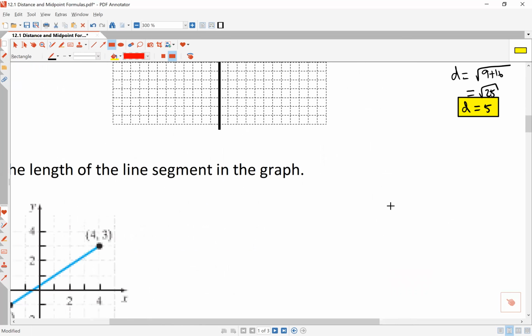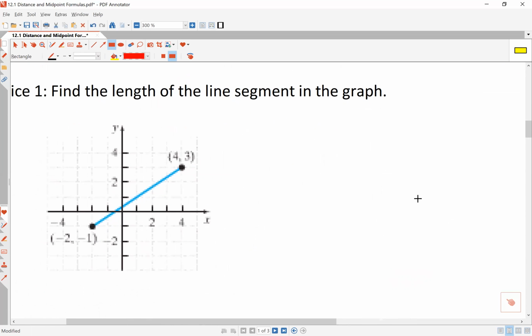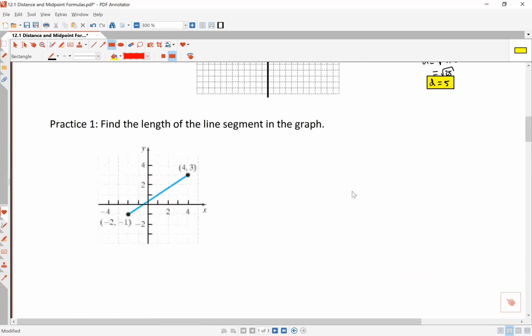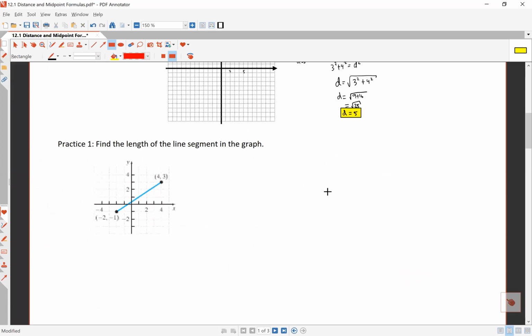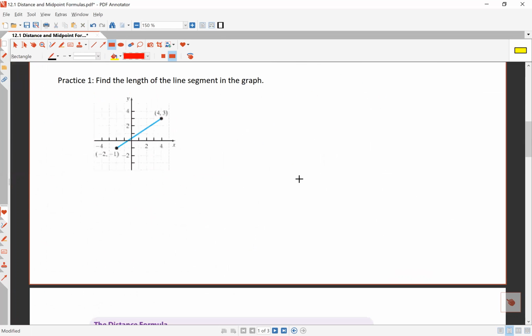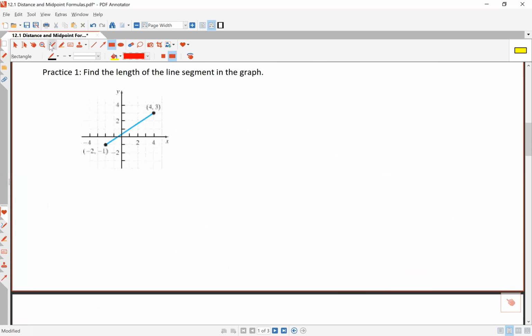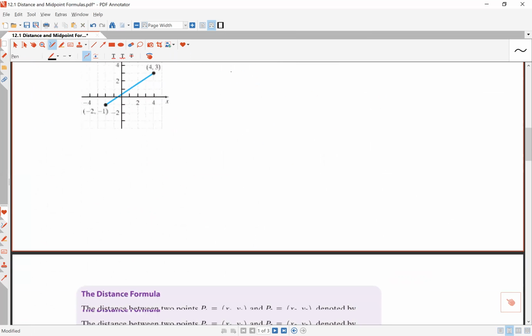Here's a practice problem for you to try. I encourage you to press pause on your video and work this out, and come back when you're ready to see the solution. Now that you've had a chance to work this out, I'll work this out with you.